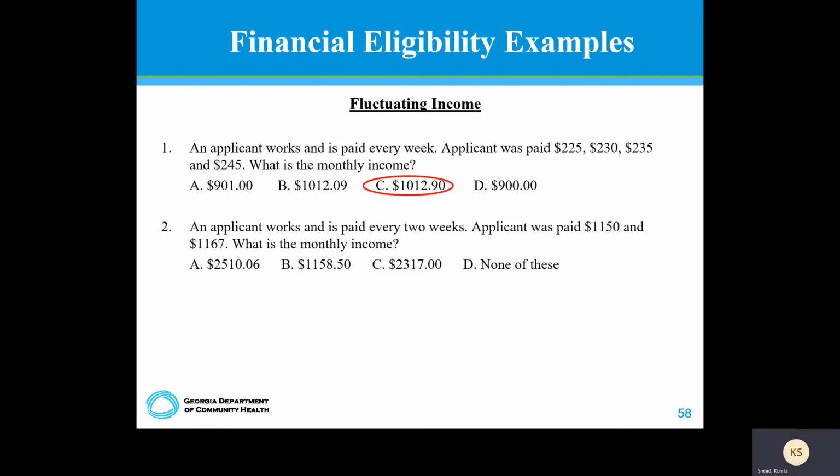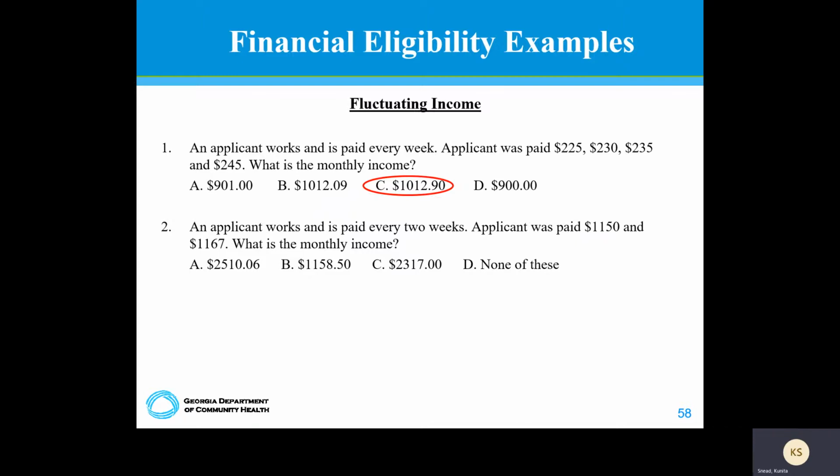An applicant working is paid every 2 weeks. The applicant was paid $1,150 and $1,167. What is the monthly income? So again, clear your calculator out. Put $1,150 plus $1,167, and you should get $2,317. We're going to divide by the number of pays they received, which was 2, so divide by 2, which is $1,158.50. But that's just the average.